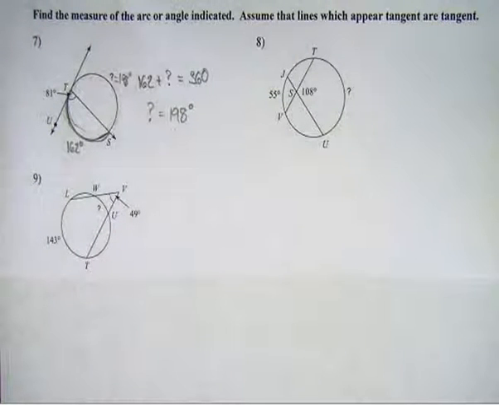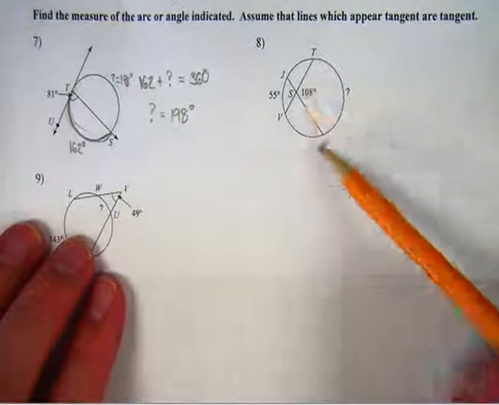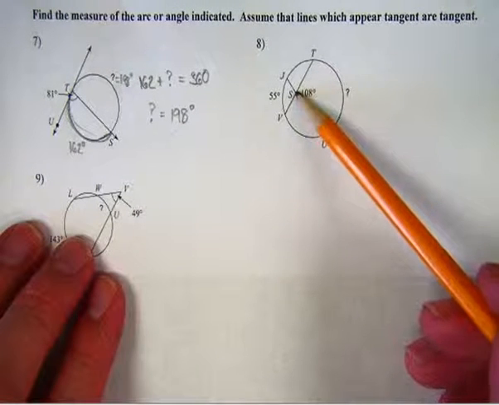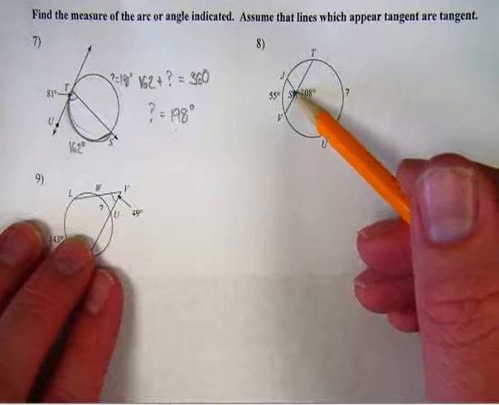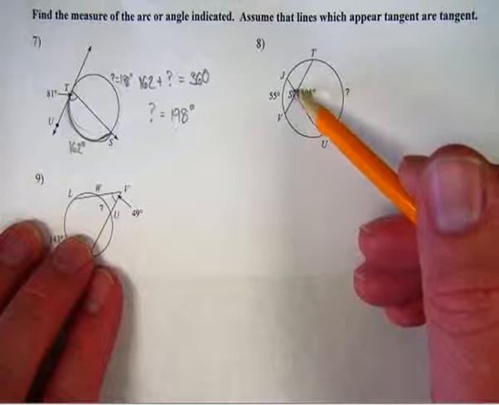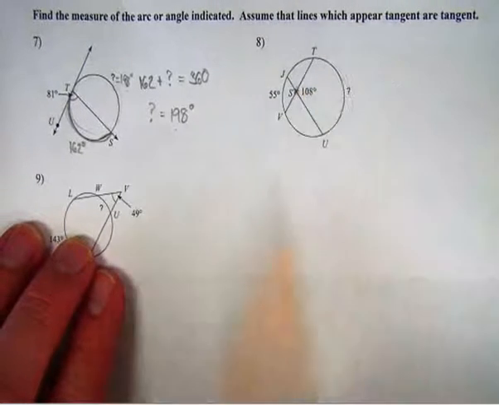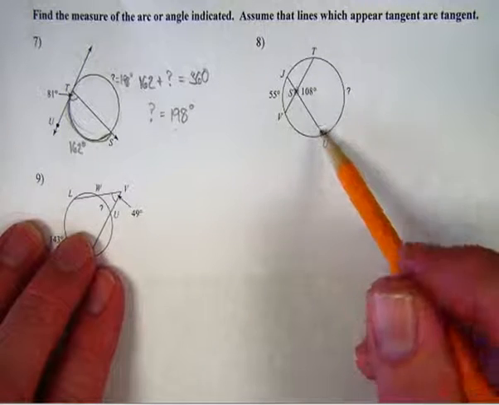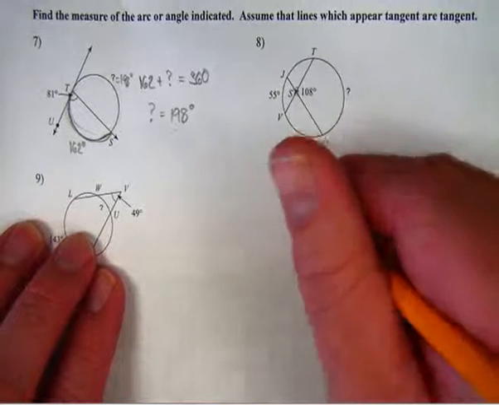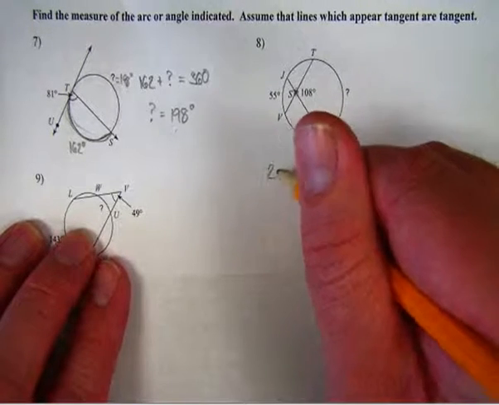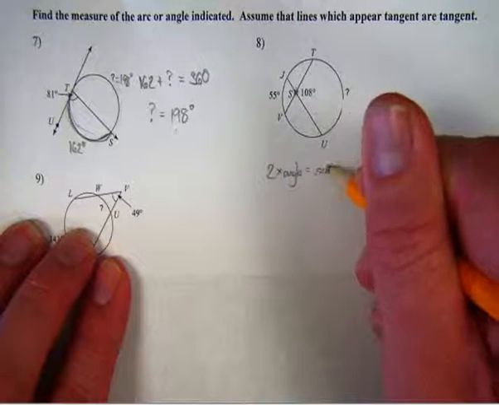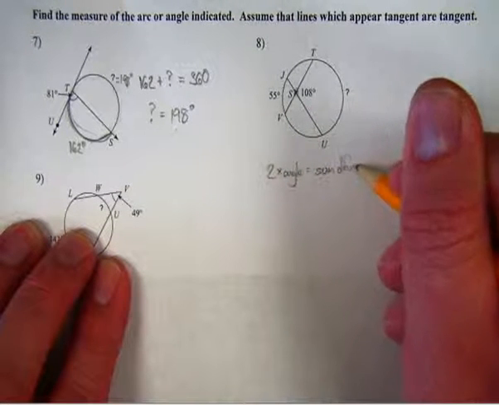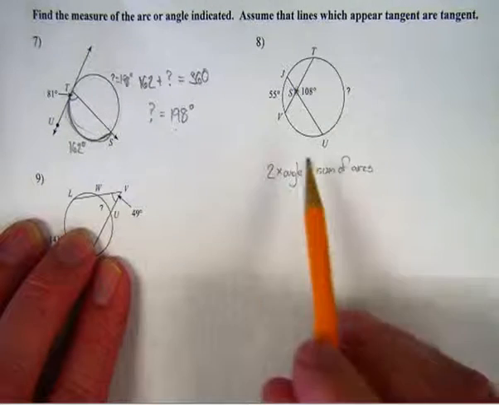All right, for number 8, here we're looking at a situation where we have chords that meet and form an angle on the interior of the circle. And so when the vertex of the angle is on the interior, we know that 2 times the angle is going to be equal to the sum of the arcs. And we can now use that to our advantage.